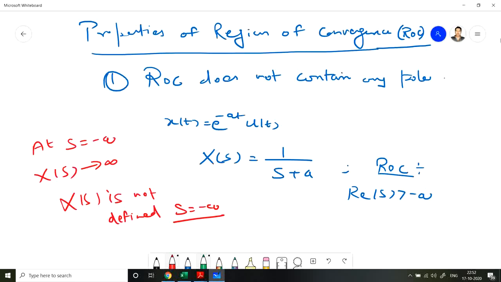That's why, because the region of convergence is basically the region in which the series will converge, in which the Laplace transform is possible. So in this region we are avoiding the poles. Okay, so if suppose a is greater than 0, then this is the region of convergence. So this region of convergence is not containing the pole.